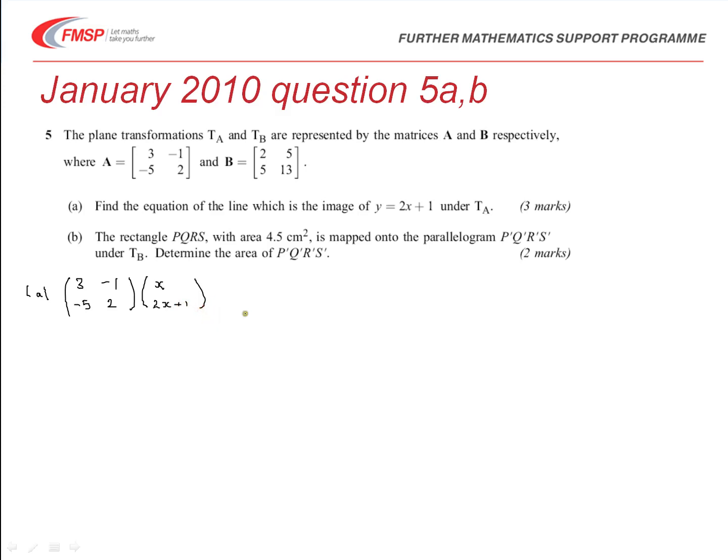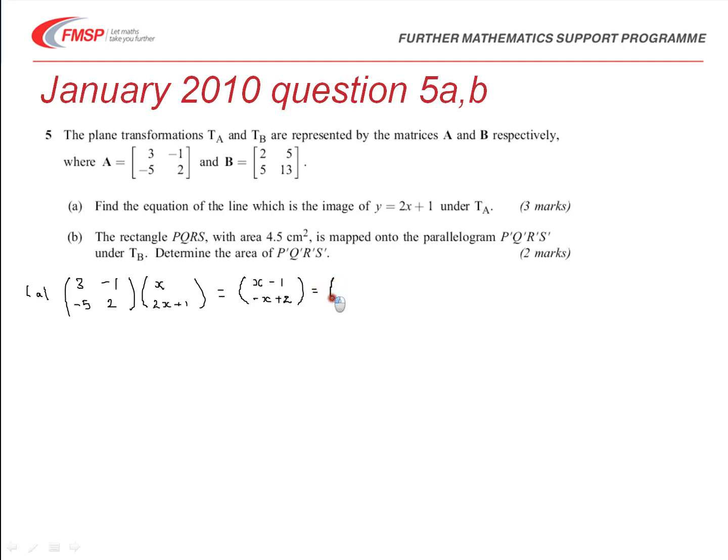And so when we multiply these together, we're going to get row times column, 3 times x, negative 1 times the 2x plus 1. Which is going to give us 3x minus 2x minus 1, so that is going to give us x minus 1. And then the second row by that column gives us minus 5x plus 4x plus 2, so that will give us minus x plus 2. So those are the image coordinates, our new coordinates for the image.